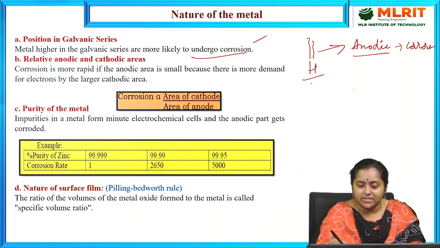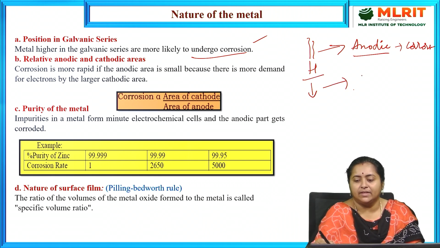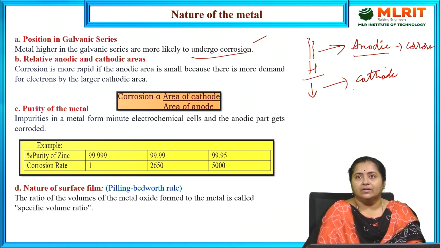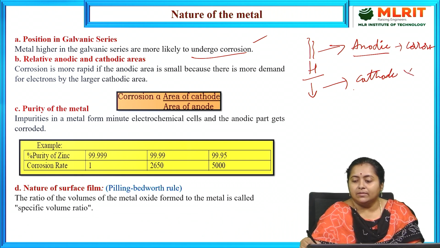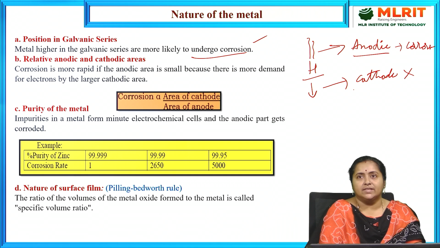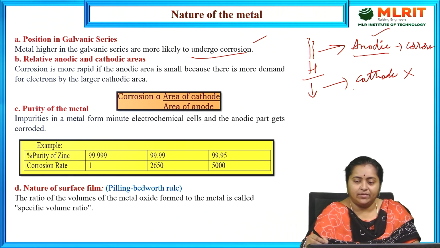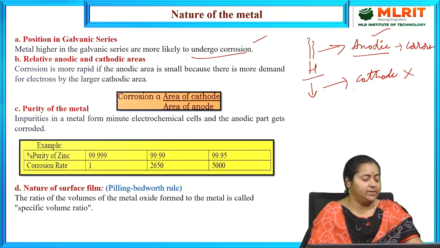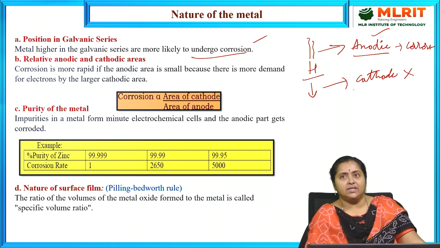Metals which are placed below hydrogen will be considered more cathodic or noble in their behavior. That's why they don't get involved in any kind of corrosion reaction. If the metals are anodic in nature, then the rate of corrosion reaction will be increased. If they are cathodic in nature, the rate of corrosion reaction will be prevented.